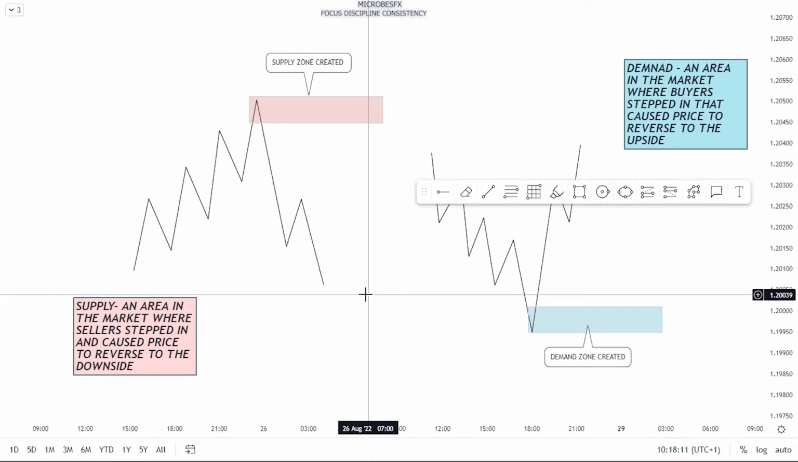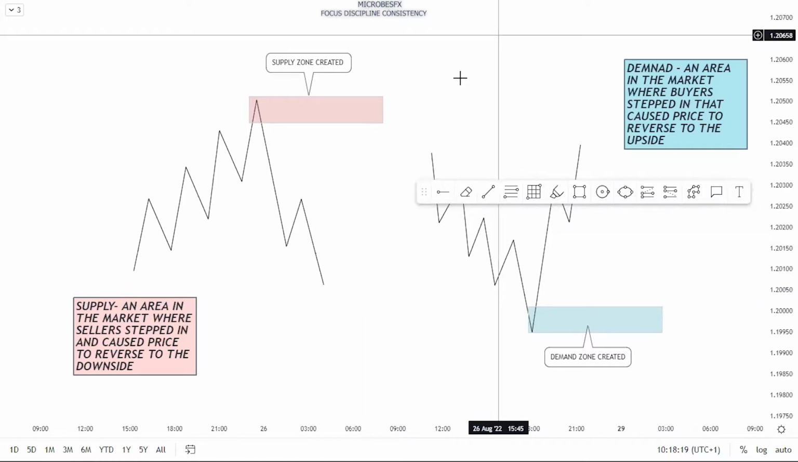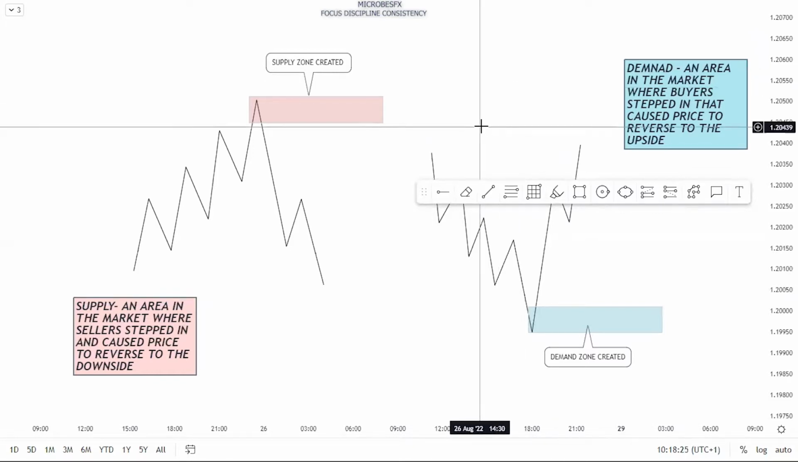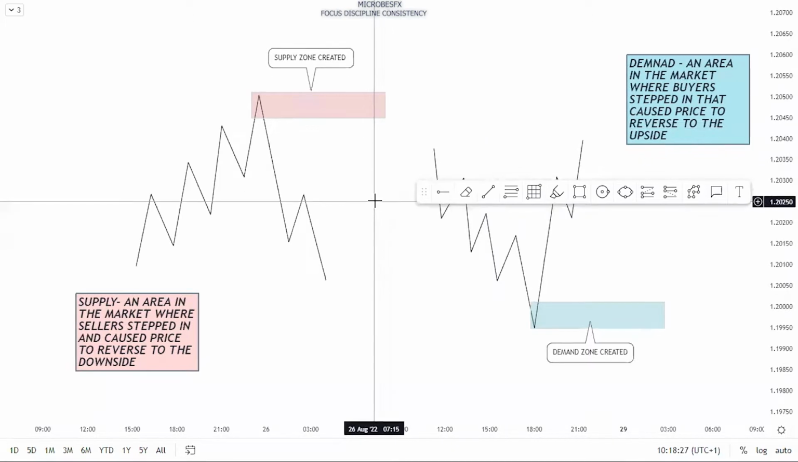So I'm going to be giving you a trading strategy, which is demand and supply. I'm going to be showing you how it works, how you can implement it in your trading, and how it can help you take your trading to the next level. So this is both beginner friendly and for intermediate traders and advanced traders.